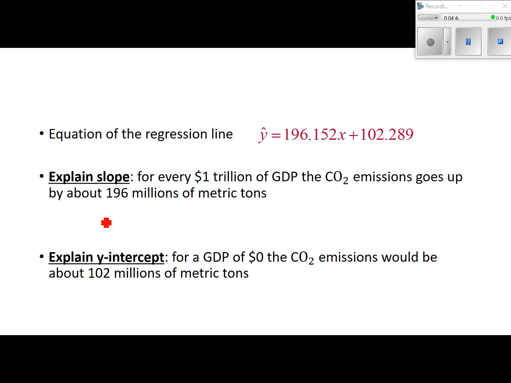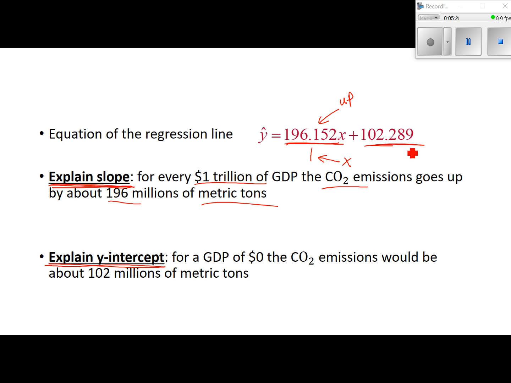Remember, be able to explain this stuff. Being able to explain what we're doing is probably one of the most important things. If you can't explain something, then it doesn't mean anything. With this, if our slope is 196.152, remember there's always a 1 underneath there. This is telling you that for every 1 that the x's move to the right, the y's go up that amount. If it was a negative, then they'd go down. So our explanation here: for every $1 trillion of GDP, the CO2 emissions goes up 196 metric tons.